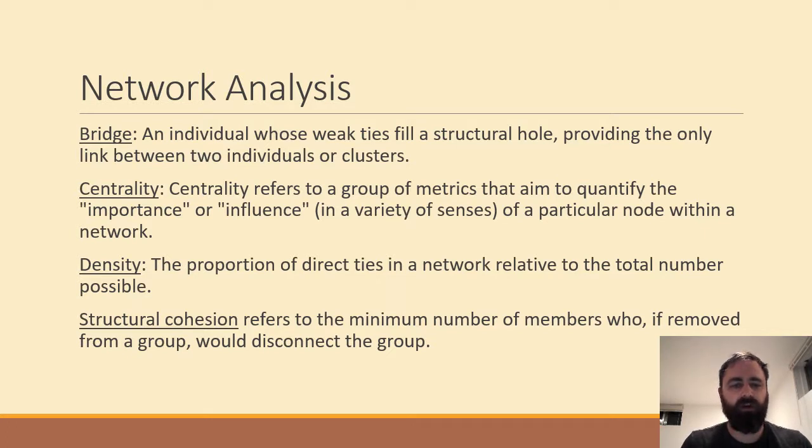And then structural cohesion refers to the minimum number of members who, if removed from a group, would disconnect the group. So again, coming back to the example, if you have one person in the middle who is linking everyone else, you take them out, no one's connected anymore, right? Whereas if you oppose that versus a network where everyone's connected to each other, if I take someone out, it doesn't really matter because everyone's already connected to each other.